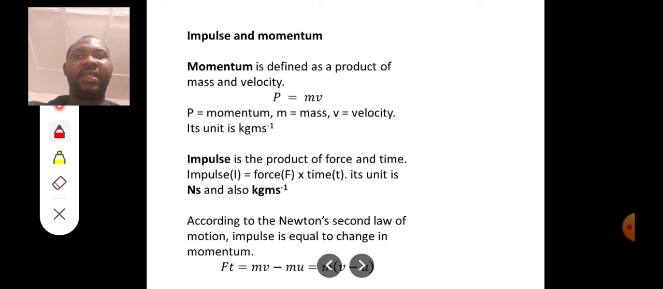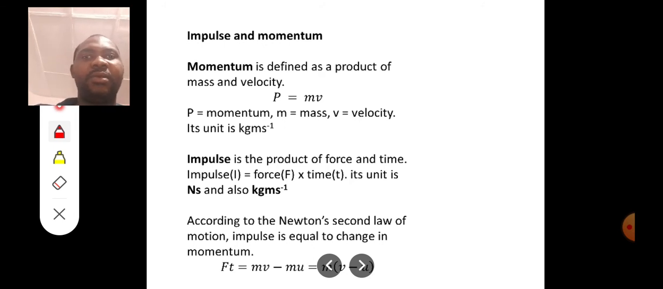Momentum is defined as a product of mass and velocity. So P there is momentum, M is mass, V is velocity. Its unit is kilogram meter per second, of course, since mass is in kilogram and velocity is in meter per second.